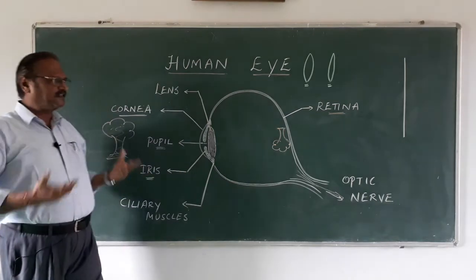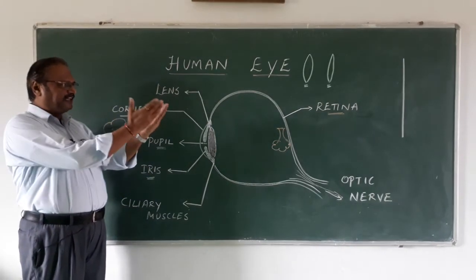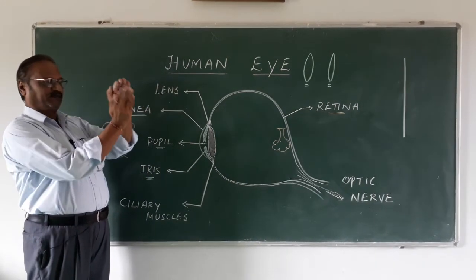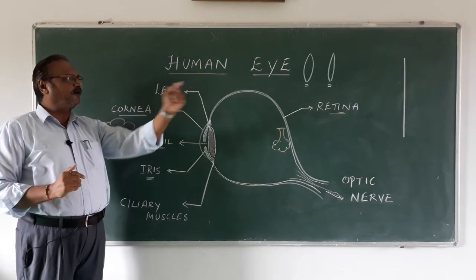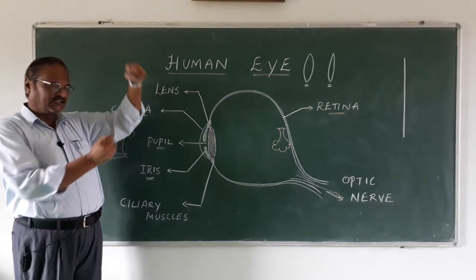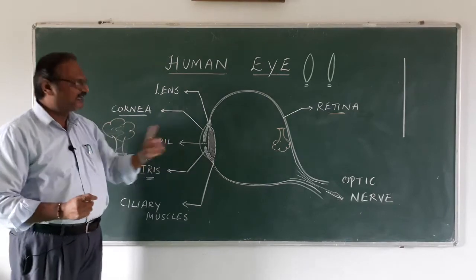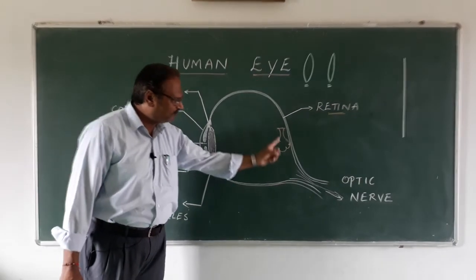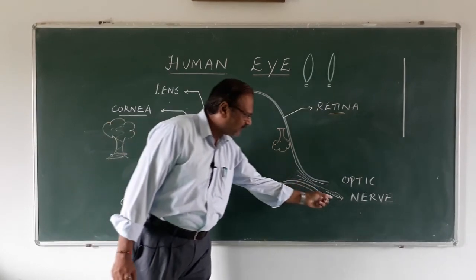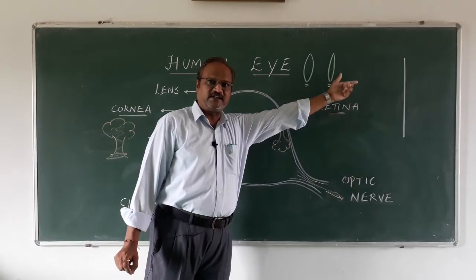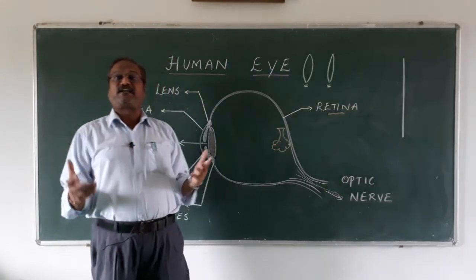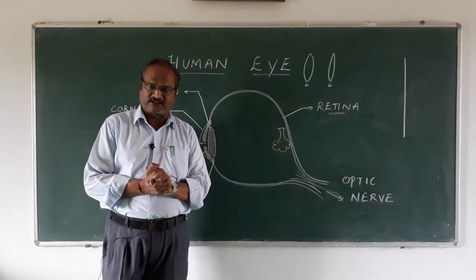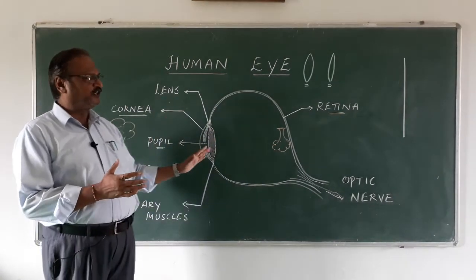Why? Because when I see a nearby object, the lens will become thick. When I see a far away object, the lens will become thin. That work is done by the ciliary muscle, and the image is formed on the retina, and from the retina through the optic nerve, the image goes to the brain, and the brain predicts what the object in front of us is. You will find everything in your notes.